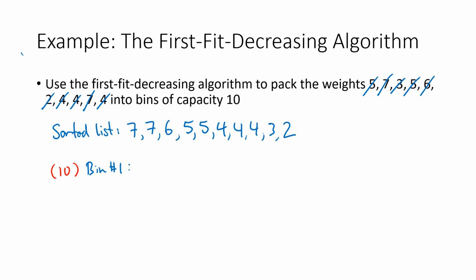So remember that when we look at an item, we're going to put it in the first bin that can hold it. In this case, there's only one bin. It can hold my first 7 weight, so I'm going to put it in there. And again, I'm crossing out the weights on my list so that I don't accidentally repeat myself.